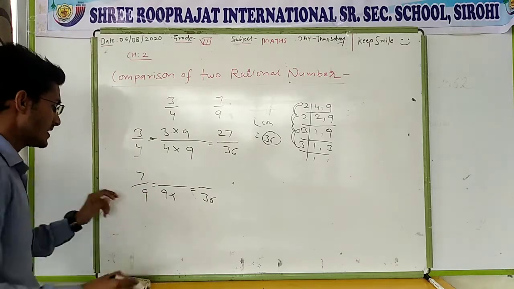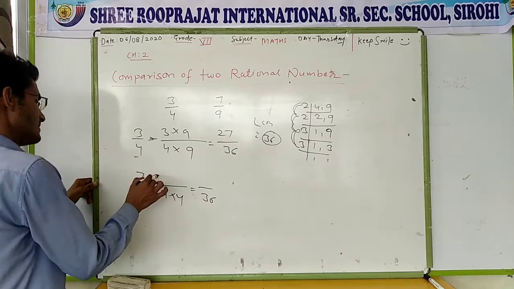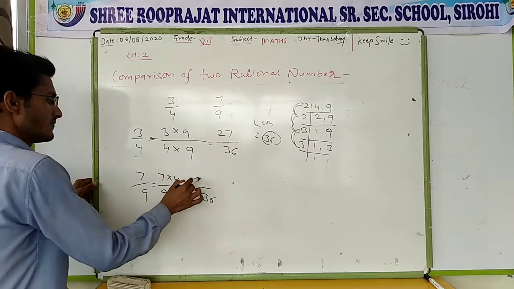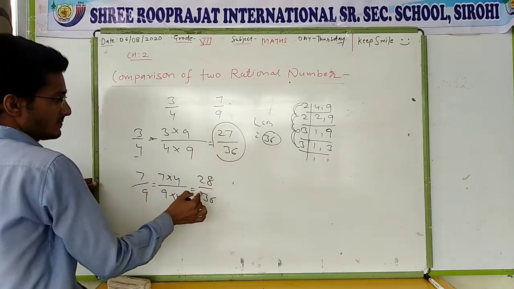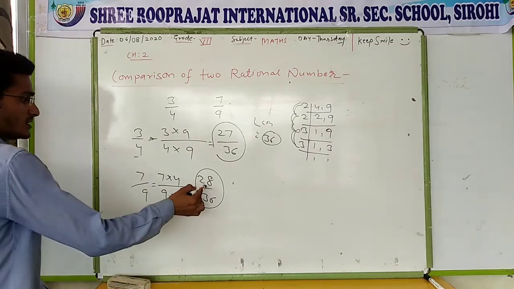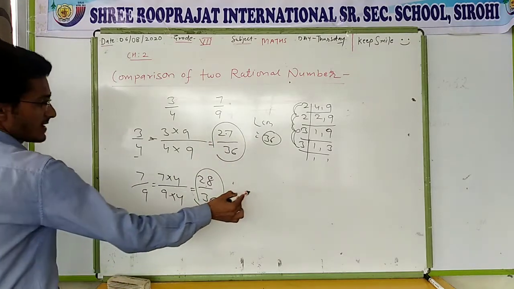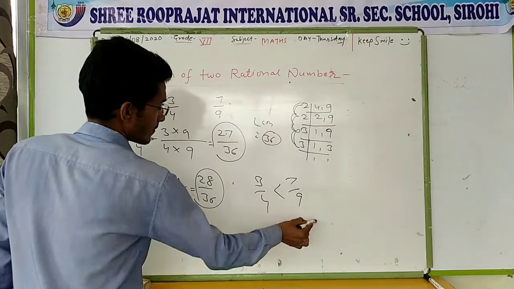So here you will get 27. Now in place of 9 you need 36. What will you do? You have to multiply by 4. You multiply by 4, so same as it is you have to multiply the numerator by 4. Here we get 28. Now we can see here is 27 by 36 and here 28 by 36. So which one is greater? Here is 28, here is 27. That means 7 by 9 is greater than 3 by 4.